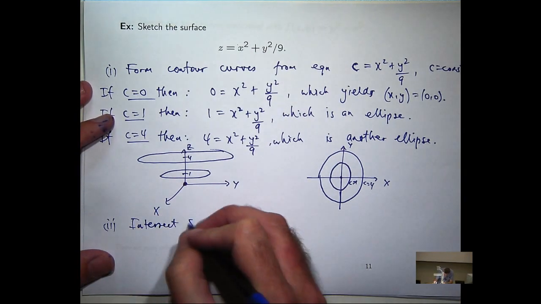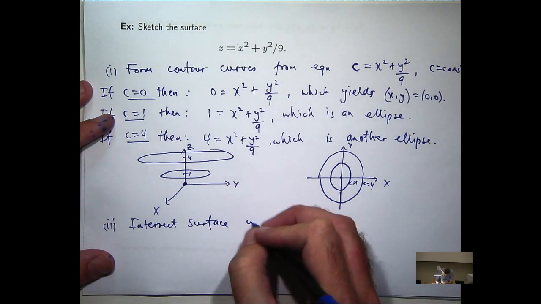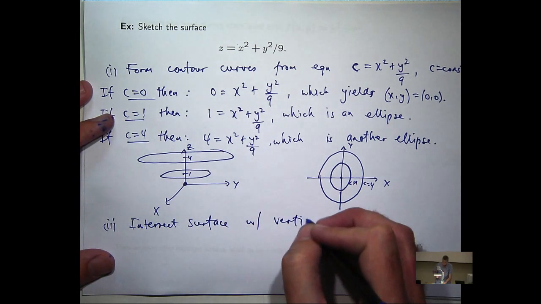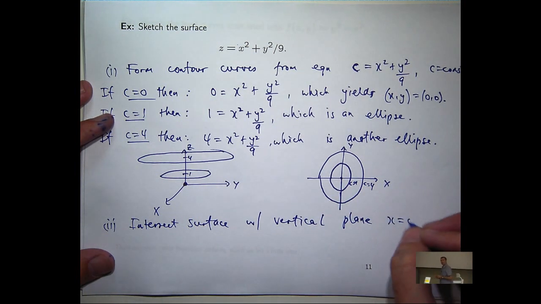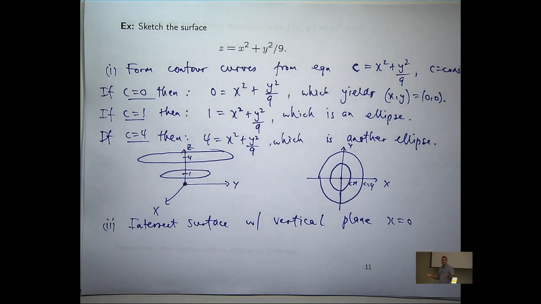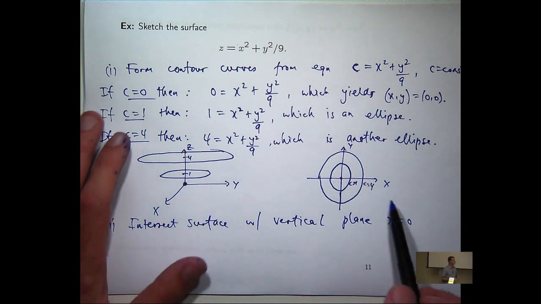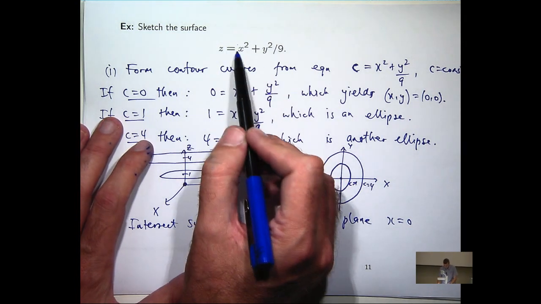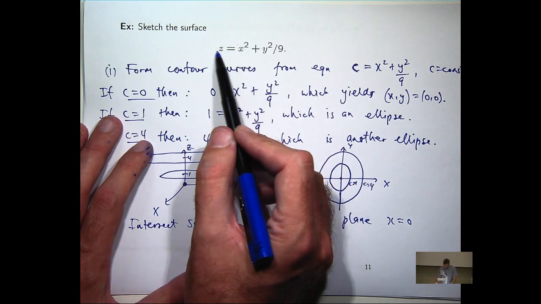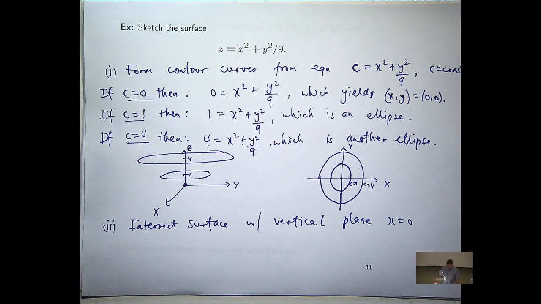So intersect the surface with a vertical plane. Now I'm just going to choose something like x equals 0, because again it's quite simple. So what I do is I go up here and I let x equal 0. So I'm going to get z equal y squared on 9. So what kind of curve's that? Z equals y squared on 9. It's a parabola, right?